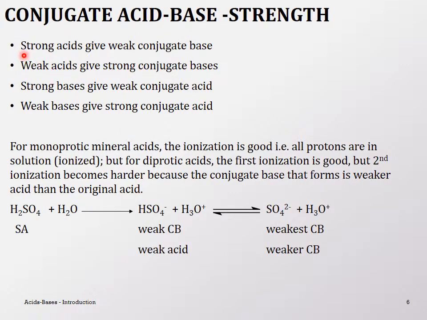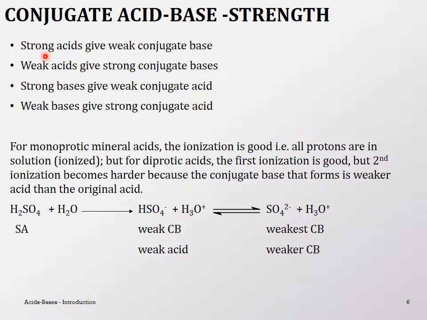If you have a strong acid, it will give you a weak conjugate base. If you have a weak acid, it will give you a strong conjugate base. And the same thing happens with the bases. Strong bases will give you a weak conjugate acid. Weak bases will give you a strong conjugate acid. Once you know what your strong acids and your weak acids are, then you can predict reactions and see if something is going to happen or not.